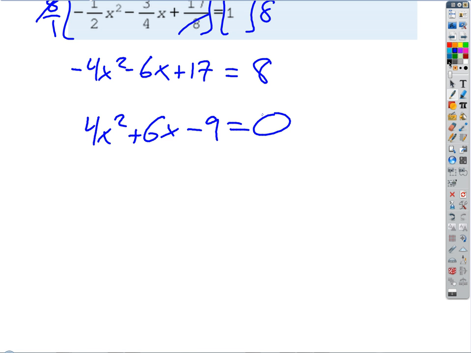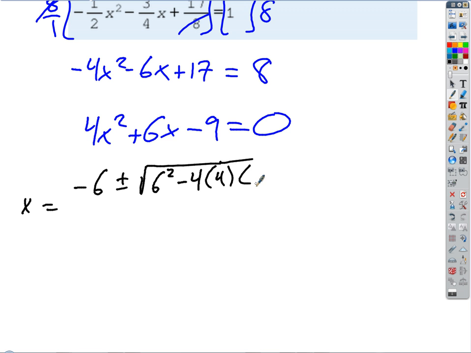So what is the quadratic formula in this case? x equals negative b, well, b is 6, right? So negative 6 plus or minus the square root of b squared. b is 6, so 6 squared minus 4 times a, which is 4, times c, which is negative 9. All divided by, the whole thing, right, by 2a, so 8. Okay, so all we need to do then is just simplify that.